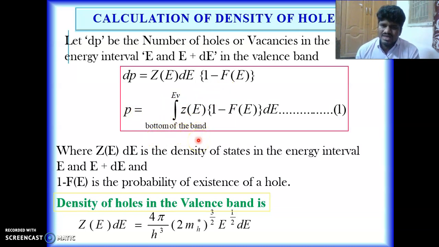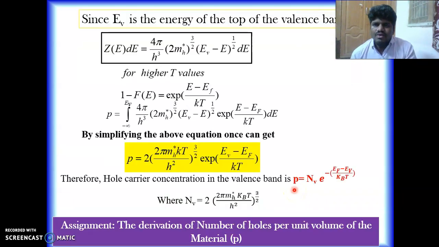That we know that it is a lower value. This value may be minus infinity. And the maximum energy of the band is EV. Understand? So now we can write Z of E d is equal to 4 pi over h cubed (2 ms star) to the power 3 by 2. Here ms star is the effective mass of the hole. Then find the 1 minus f of E value.